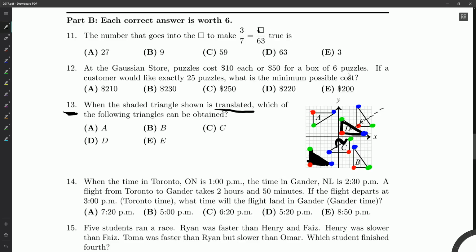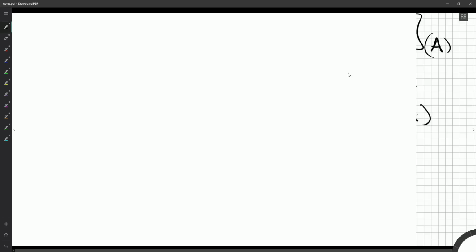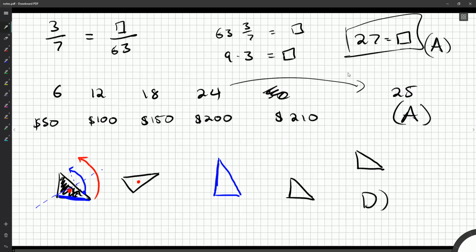So really D is our only option, and it just depends on how well we understand what translated means and how well we can look through the picture as to how quickly we manage to do question 13. But we're going to say D, and that finishes up the question quite nicely.